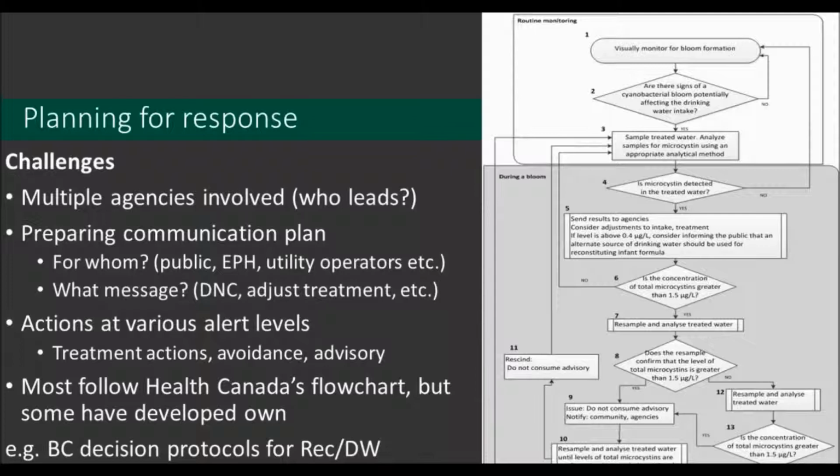So monitoring: what alert levels will you take action at, who will take action, and what types of actions are those? BC has developed a new protocol, adapted for 2018 for recreational and drinking water sources, and it is slightly different in that most other systems use visual confirmation as the alert level, whereas they use nitrogen and phosphorus levels as well as potential triggers for actions.